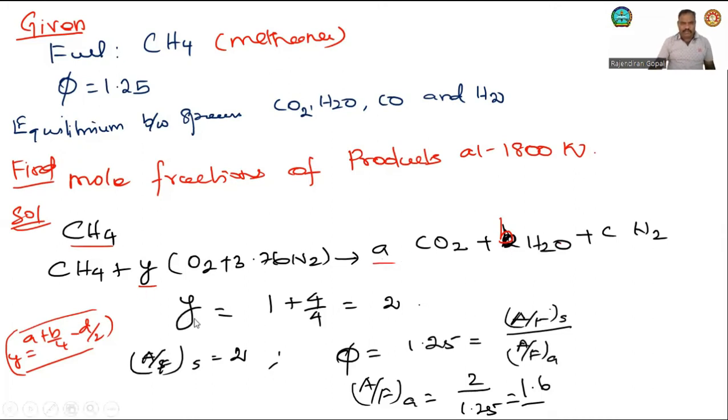Y is given by the formula for a hydrocarbon fuel CaHbNcOd: a plus b by 4 minus d by 2. Y is equal to 1 plus 4 by 4, which is equal to 2. The stoichiometric air-fuel ratio is equal to 2. The equivalence ratio is 1.25. It is the ratio of the stoichiometric air-fuel ratio over the actual air-fuel ratio. We can find the actual air-fuel ratio as 2 divided by 1.25, that is equal to 1.6.